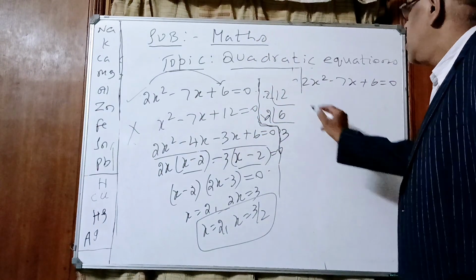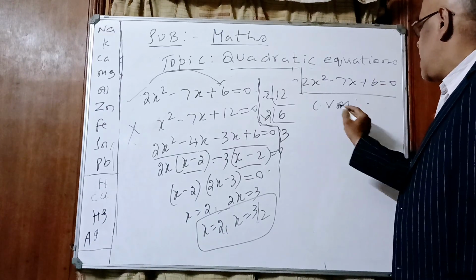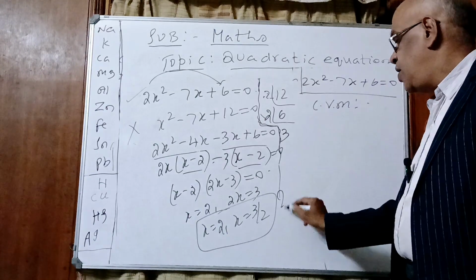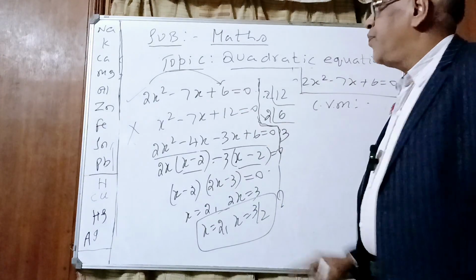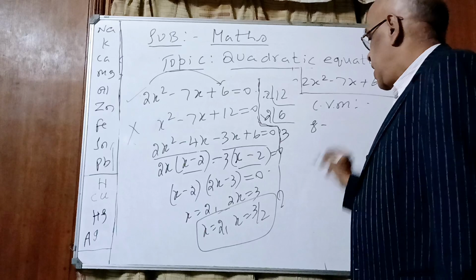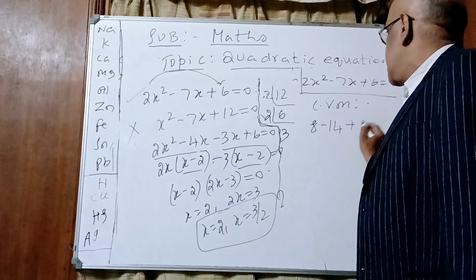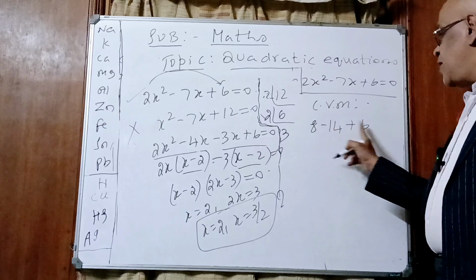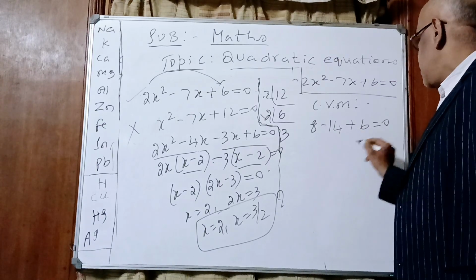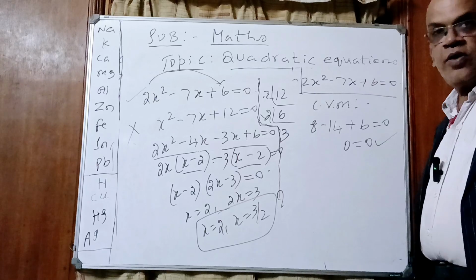Check by the cross verification method, whether my answer is right, since I have a doubt. Put 2 here. 2 square 4, 4 2s are 8, 2 7s are 14 plus 6. 8 plus 6, 14, 14 minus 14, 0 is equal to 0. LHS is equal to RHS.